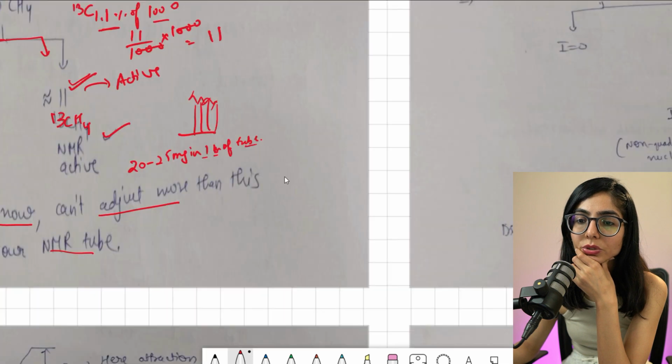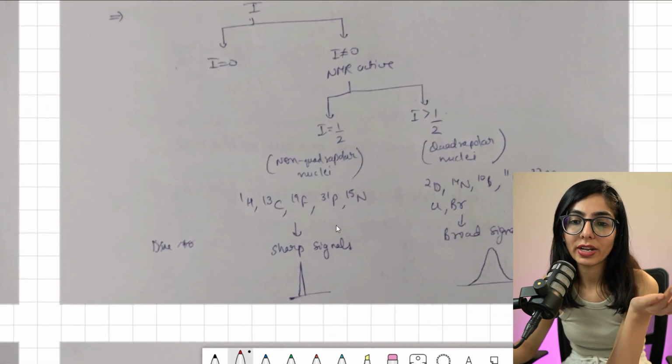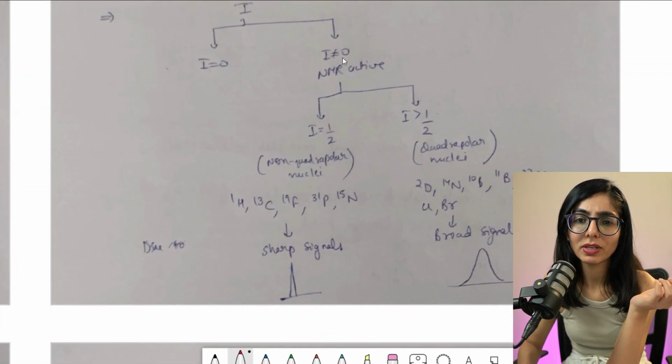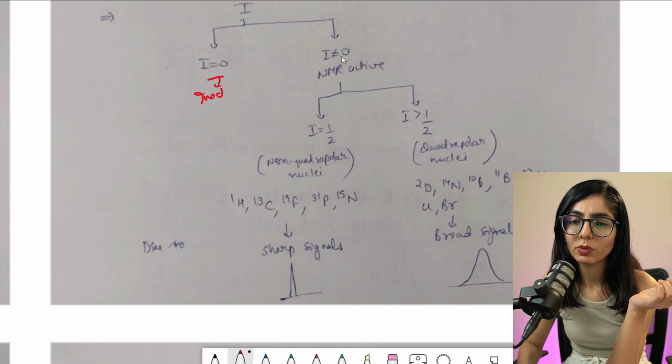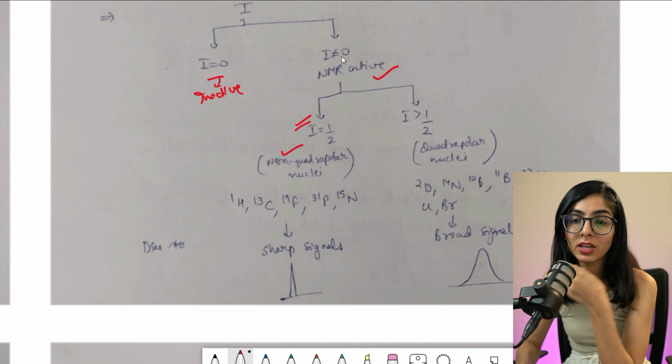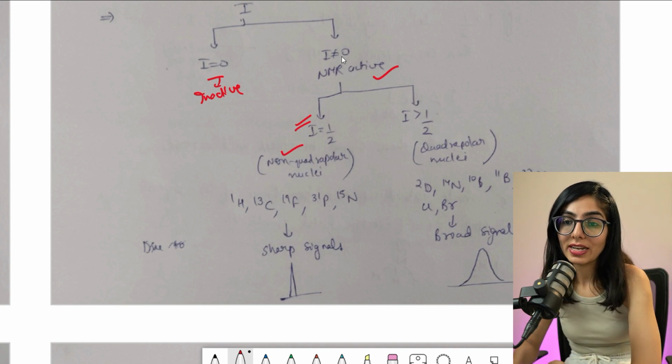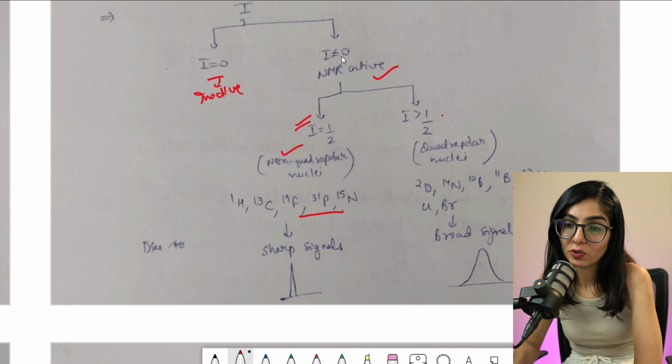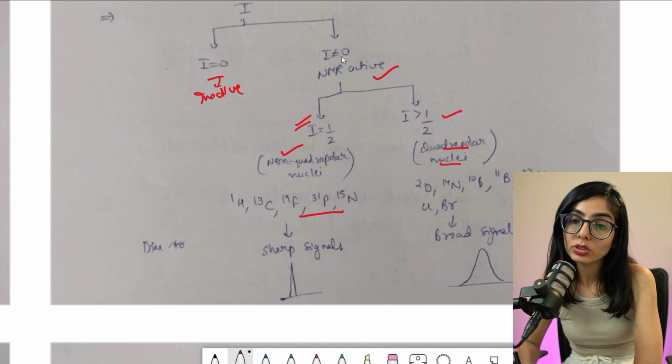Now going to the next thing, again, quadrupolar and non-quadrupolar. I told you that if spin number is 0, then it is inactive. If spin is not equal to 0, that is active. If I is equal to half, I told you this earlier, that is non-quadrupolar nuclei, and examples are this. If I is greater than half, that is quadrupolar nuclei. Examples are this.